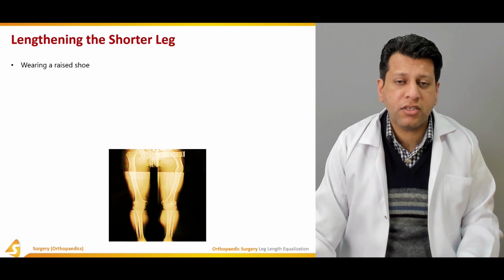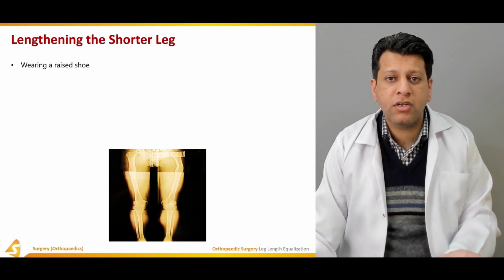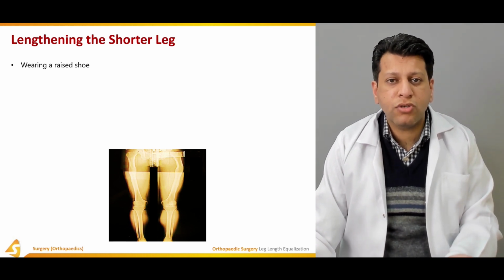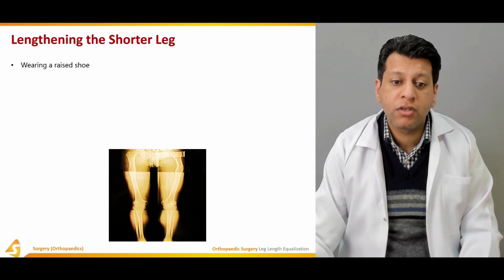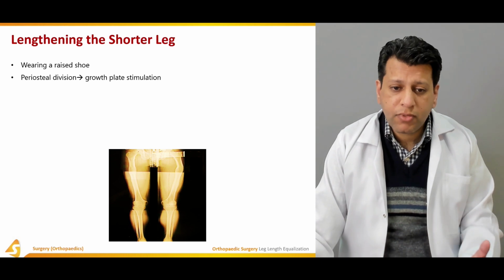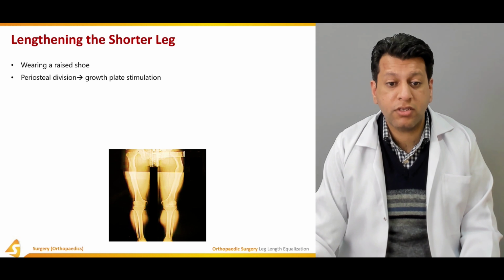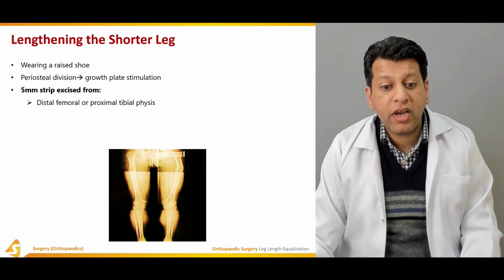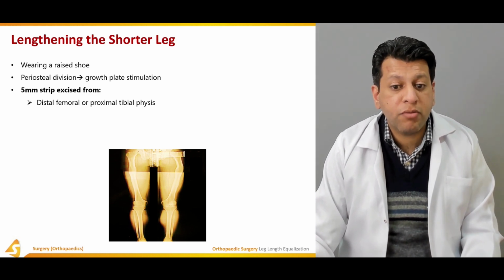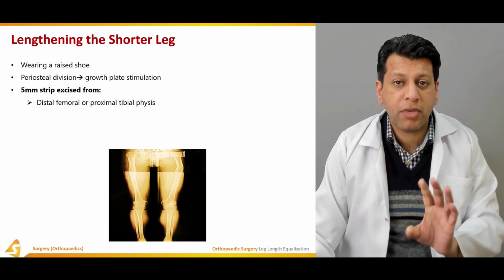That is, if it is less than 2 centimeters, just give an extra padding in the shoe so that it actually raises the shoe and pelvic height is restored. Other options could be periosteal division and growth spurt stimulation, although this is not very successful.